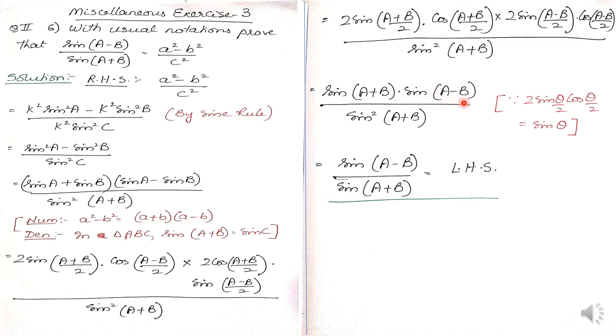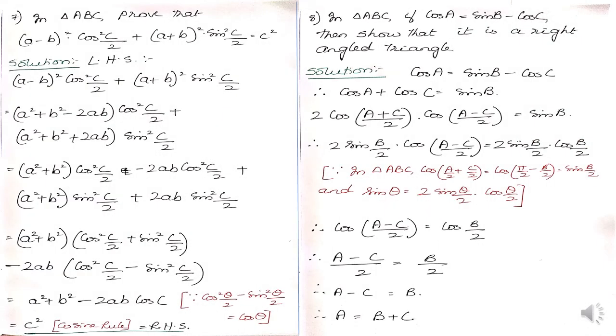Similarly, 2 sine (A minus B) by 2 into cos (A minus B) by 2 gives us sine (A minus B). Then what happens? Then we cancel out the sine (A plus B) from the numerator and the denominator, so that we get sine (A minus B) upon sine (A plus B) in the LHS, which is equal to the RHS.